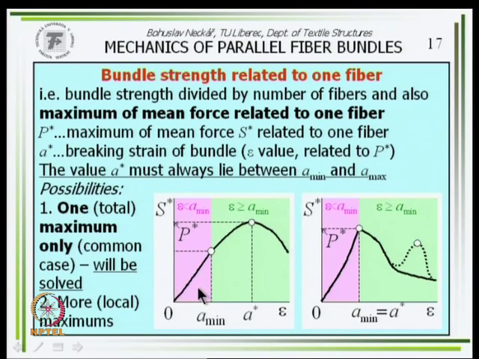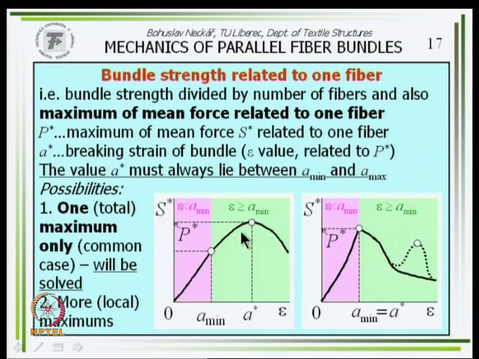If epsilon is smaller than a min, then it's without problem. When epsilon is higher than a min, then some fibers are broken. And by increasing epsilon, more and more fibers are broken. So this curve has another shape, has a maximum, and then is decreasing to 0. Generally, there can be more local maxima, and it can be complicated. Theoretically, it is possible. Normally, for our type of bundles and fibers, this part has only 1 maximum.